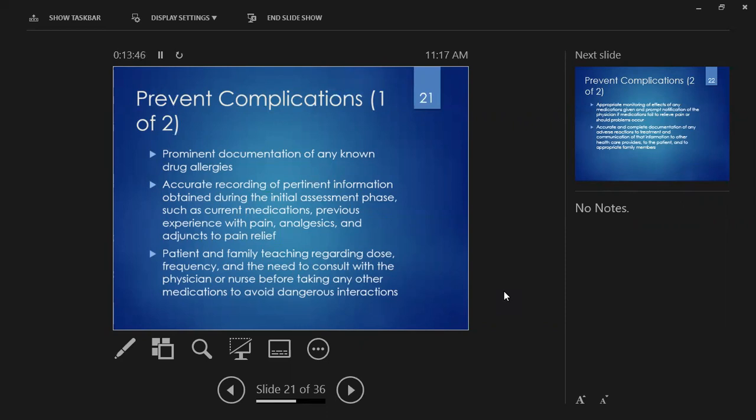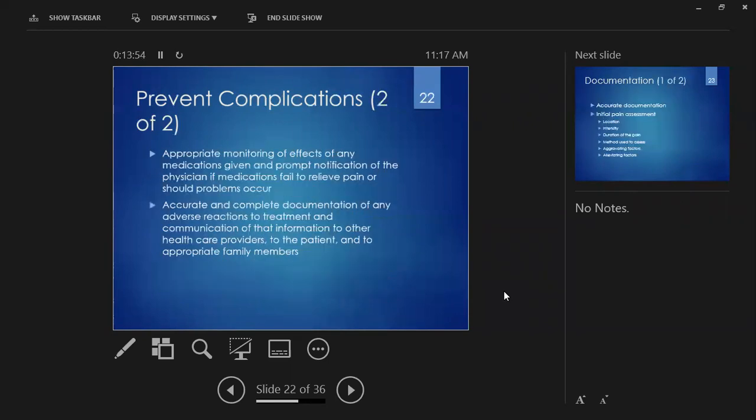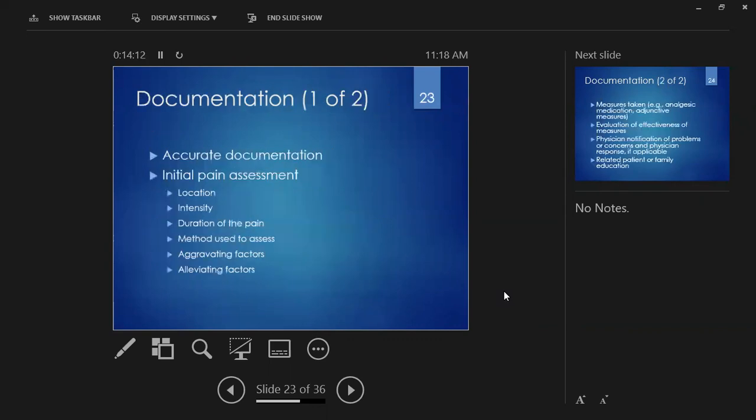That the patient and family teaching is done, that we talked about the dose of the medication, how often they take it, and when they need to call their doctor. Also, that we monitor for side effects and that we tell the doctor if anything is not working well for them or if there's any problem or issue. That we accurately and completely document any adverse reactions to treatment, and we communicate all of that information to the other members of the team, to the patient, and to their support.